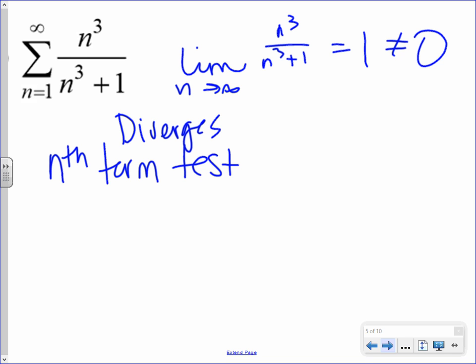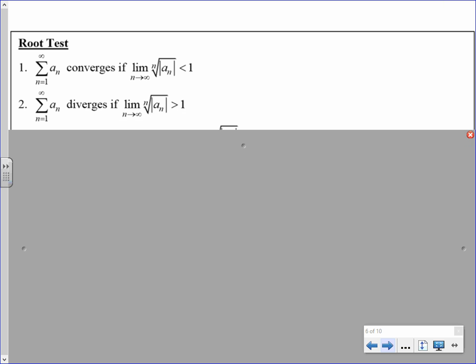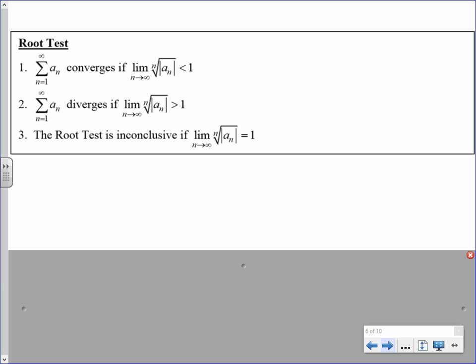Okay, so we did a little bit of review today. We did our ratio test, and now we have the root test. This has the same rule, except for taking the nth root of our sequence inside the series. Same rule: if that limit is bigger than one, it's going to diverge, and you guessed it, equals 1 is inconclusive.